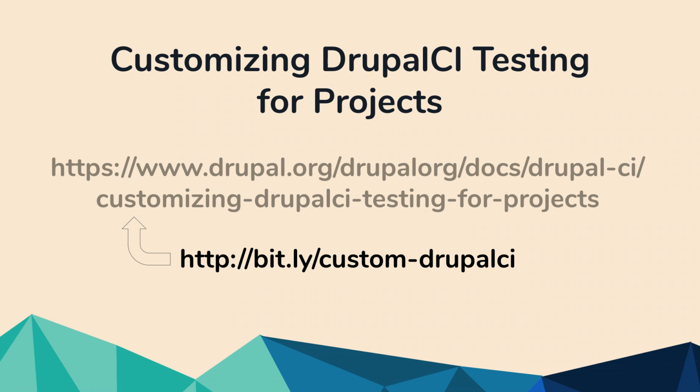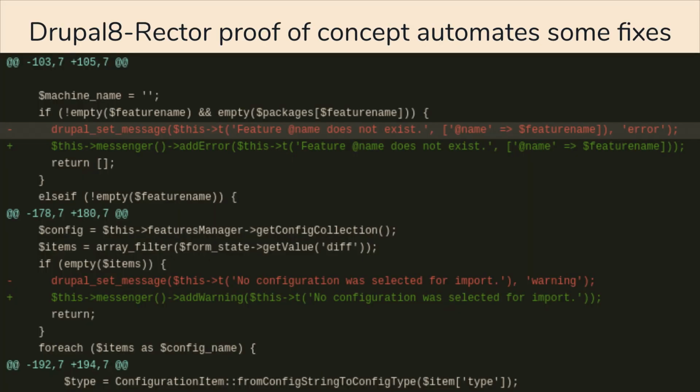To learn how to use DrupalCI.yml to customize Drupal CI testing in your Drupal.org project, you can read the docs. I made a shortened link that will redirect you, and it's bit.ly/custom-DrupalCI. Dezső Biczó at Pronovix built a proof of concept based on Rector to automate fixing some deprecations.